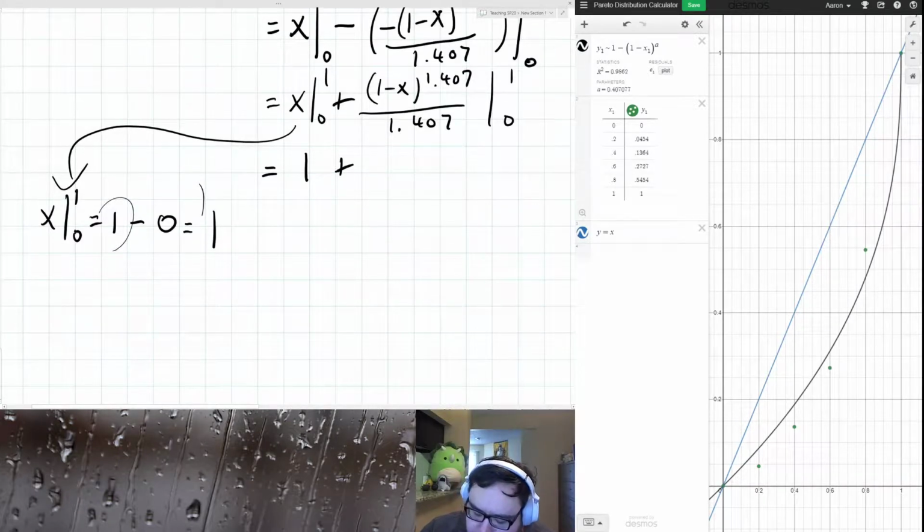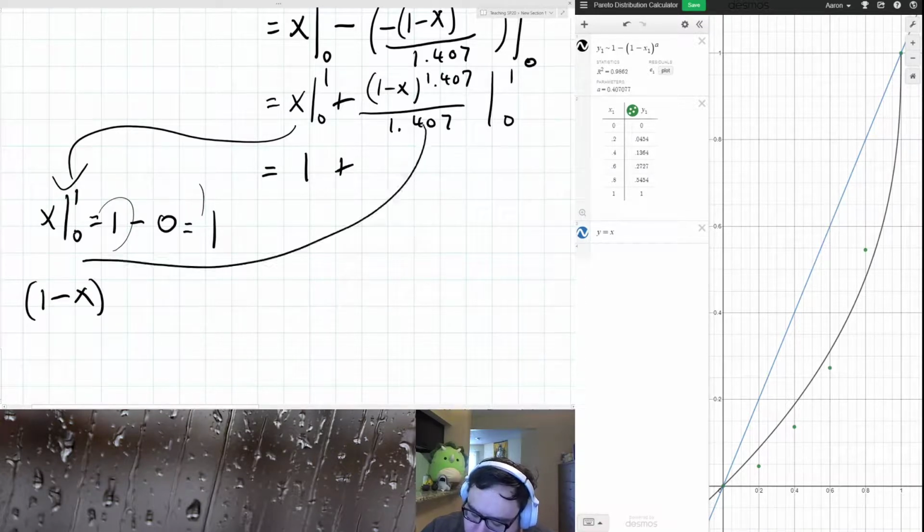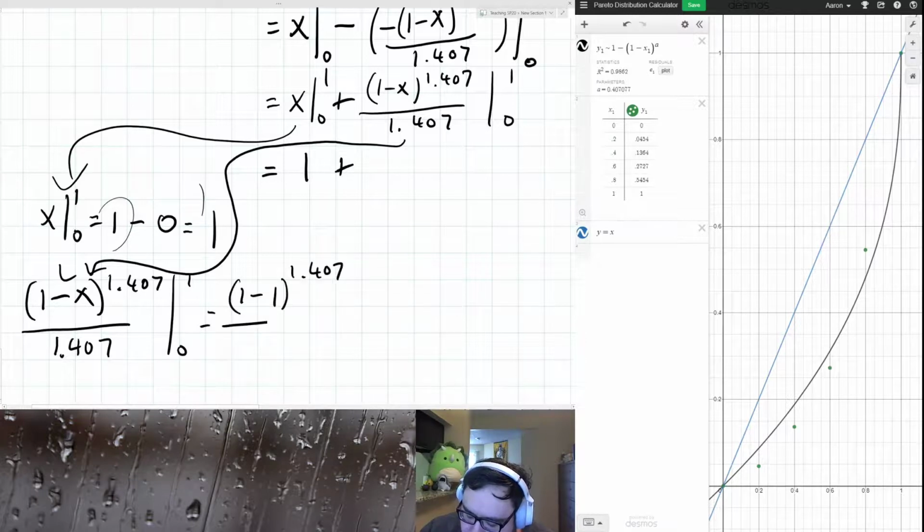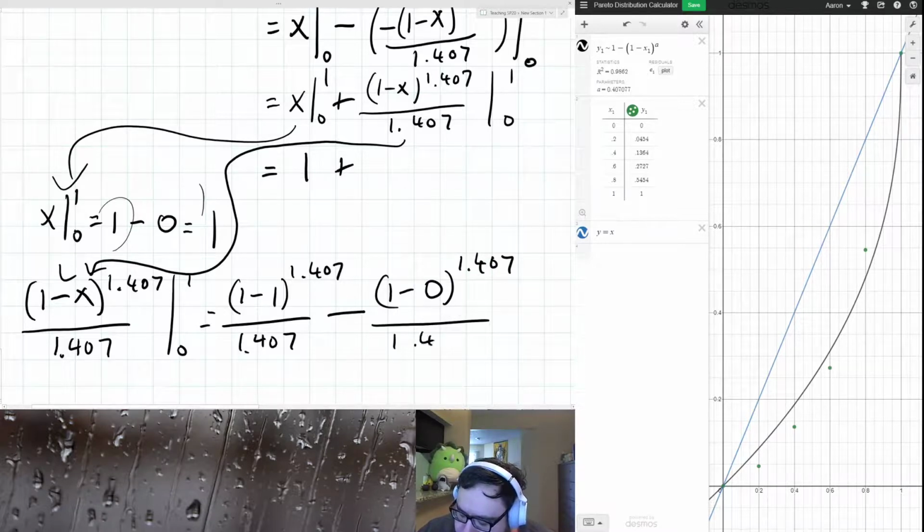And then our other part here, this is 1 minus x to the power of, let's draw an arrow there. It's actually there. 1 minus x to the 1.407 over 1.407 evaluated between 0 and 1. That's going to be 1 minus 1 to the power of 1.407 divided by 1.407, minus 1 minus 0 to the power of 1.407 divided by 1.407.